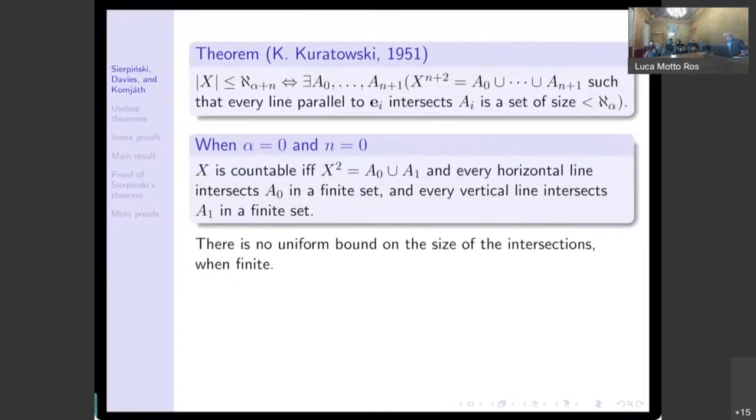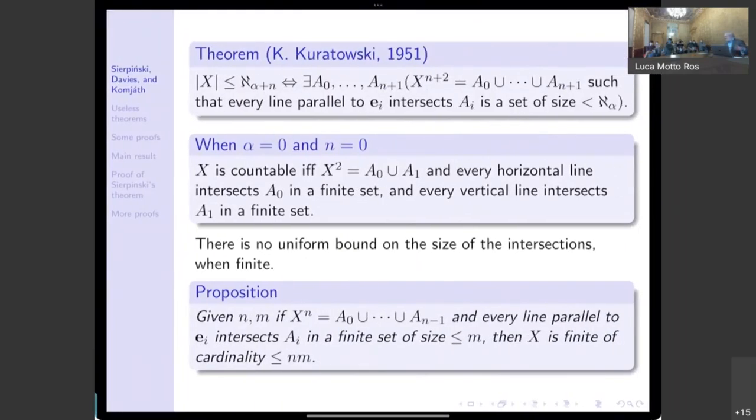But this is a point. There is no uniform bound on the size of the intersection when we are dealing with finite intersections. So you might say, CH means that you can partition R^3 into three pieces such that we have all finite intersections, but maybe there is a uniform bound. No, because if you have a bound, then the size of X is actually not that large. So if there is a uniform bound, this is an obvious thing proved by Sierpiński. He proved lots of highly technical things and certain things that nowadays we consider to be obvious.